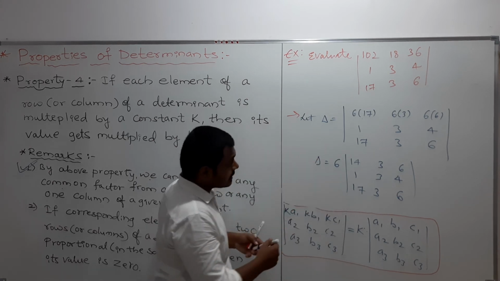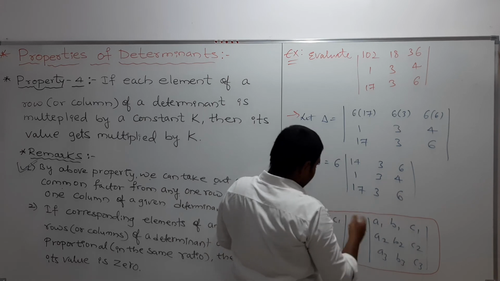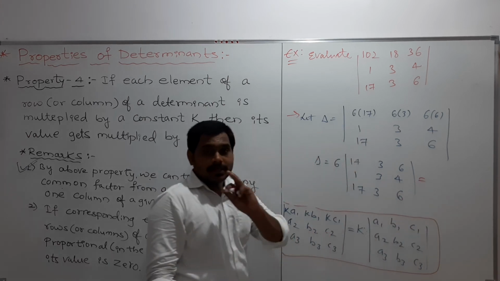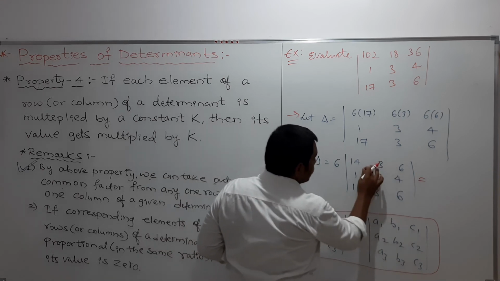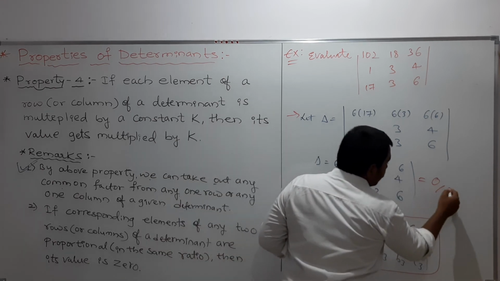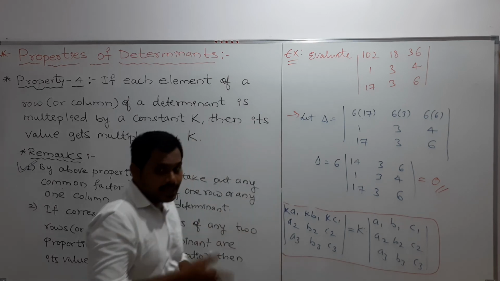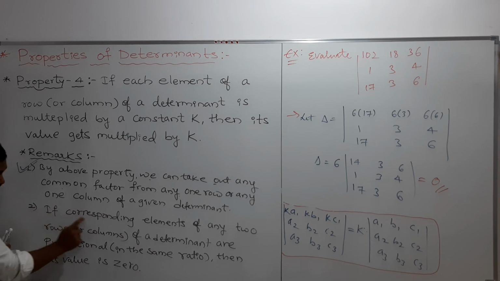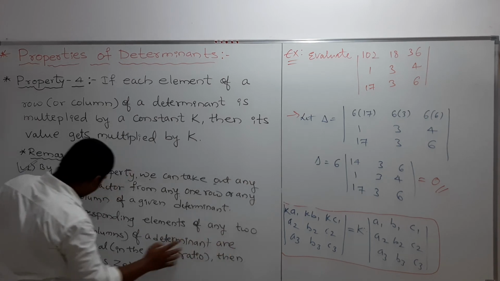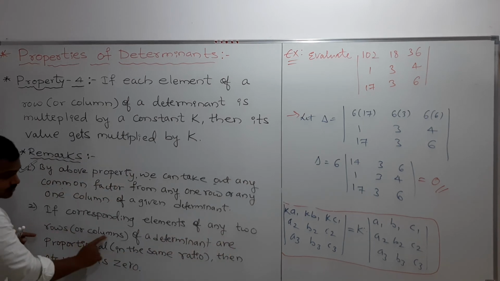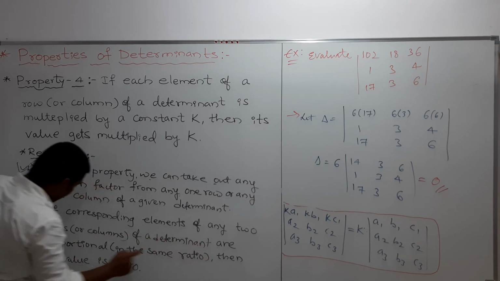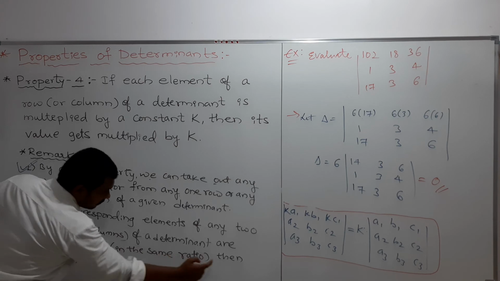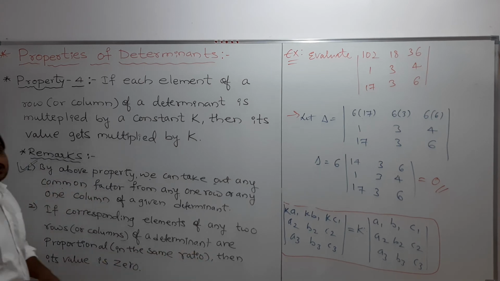So therefore, here this row 1 and row 3 are similar. By property number 3, this determinant value is 0. 0 into 6 is equal to 0. Clear? So therefore, my dear students, observe here: if corresponding elements of any two rows or columns of a determinant are proportional, or in the same ratio, then its value is 0.